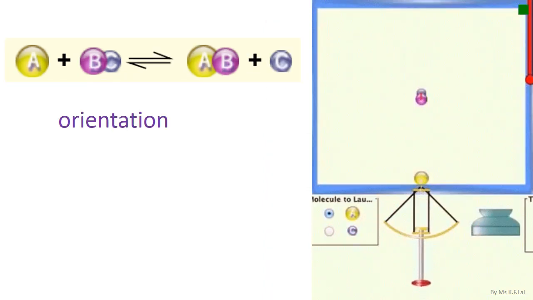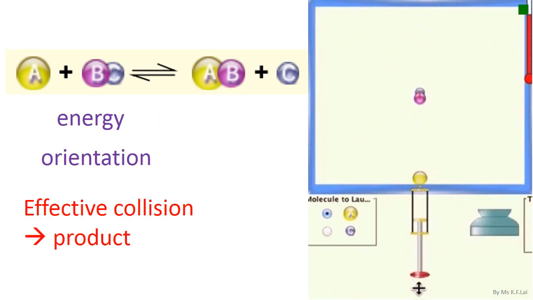The other condition is orientation. You see from the animation, when we change the direction or the orientation, A will collide with BC with the wrong orientation. Then no reaction can take place. So in order to have a chemical reaction take place, the collision must be effective. That means we must first of all supply enough energy. Also, we must have A collide with B with correct orientation.